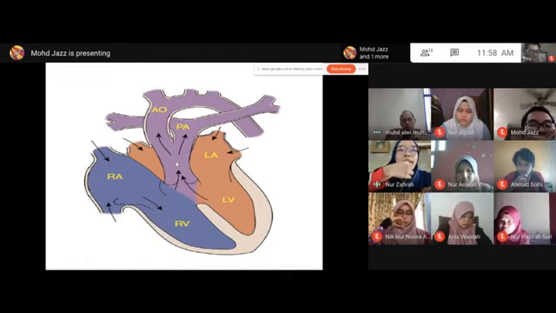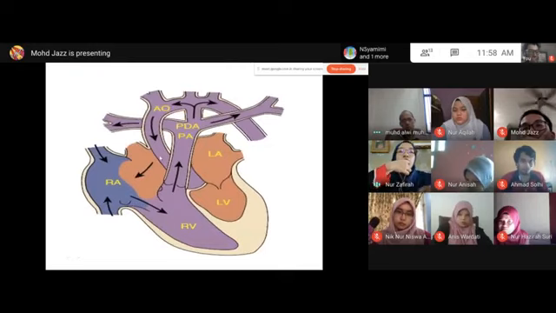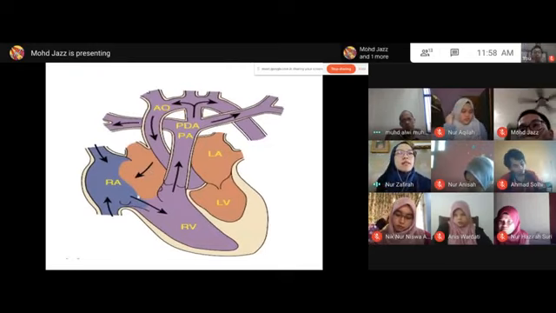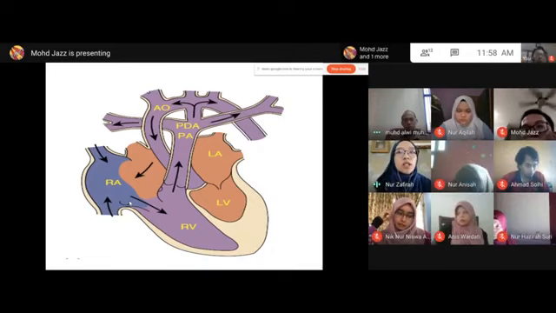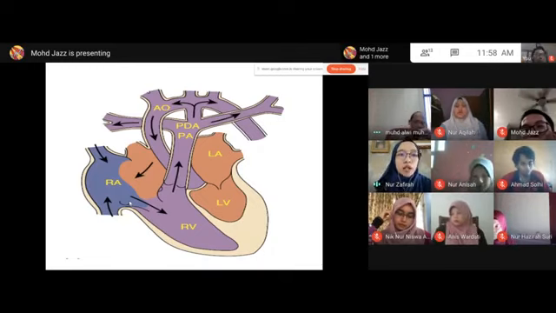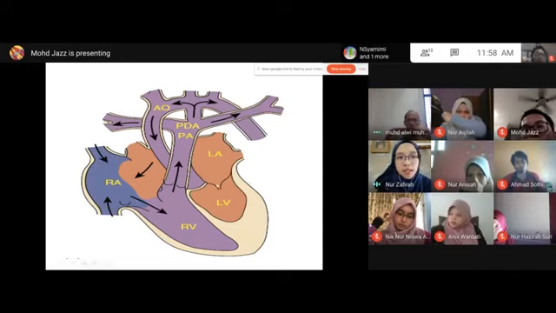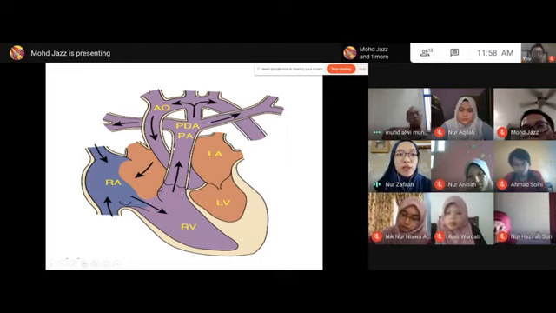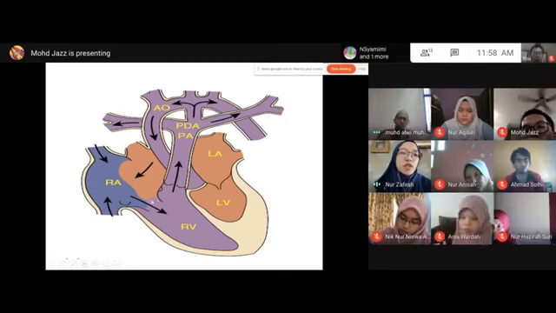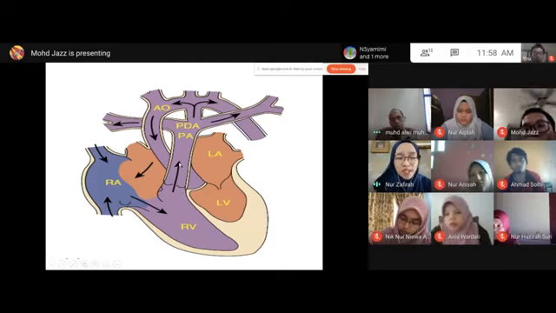And then the last one is the hypoplastic left heart syndrome. From this picture, the definition is the failure of development of the mitral or aortic valve. However, in this picture there is absence of the aortic valve. So the blood from the left ventricle, which is oxygenated, cannot go into the aorta to supply the body tissues.